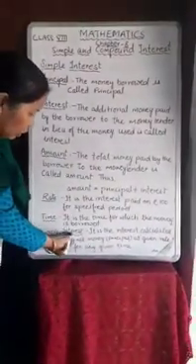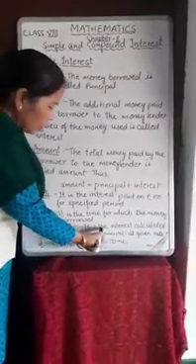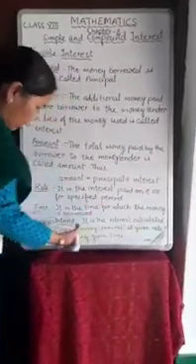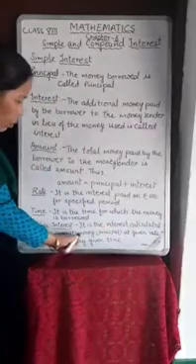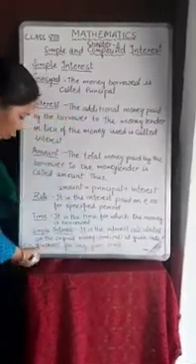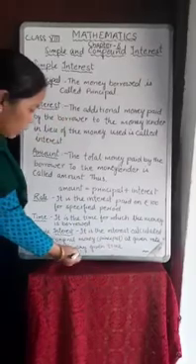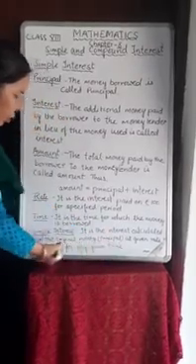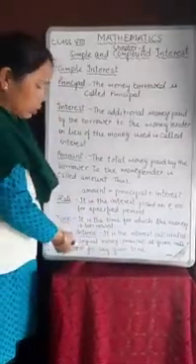Now simple interest. What is simple interest? It is the interest calculated on the original money, that is principal, at a given rate of interest for any given time. Okay, so this is called the simple interest.